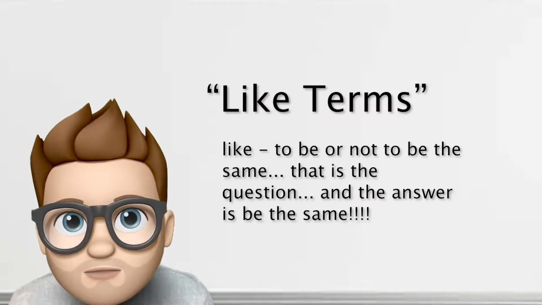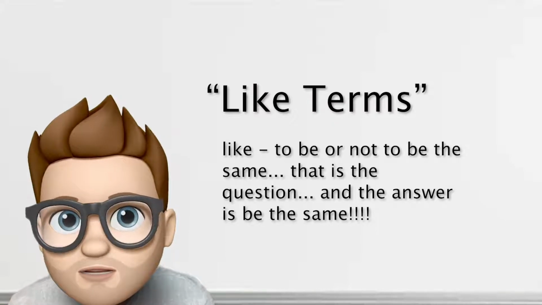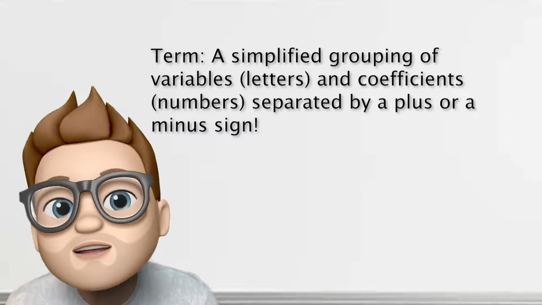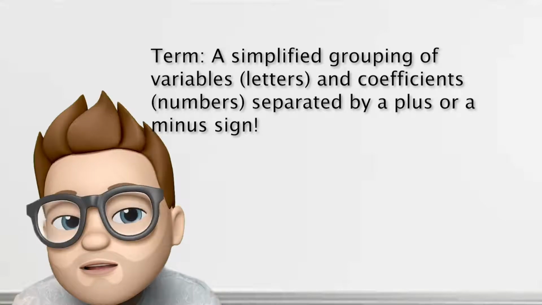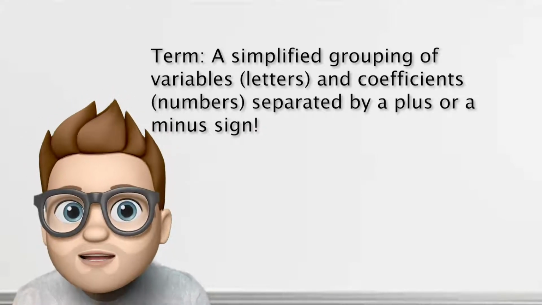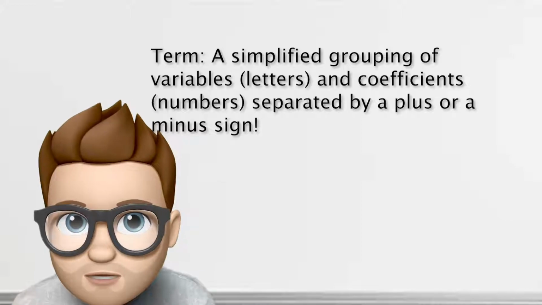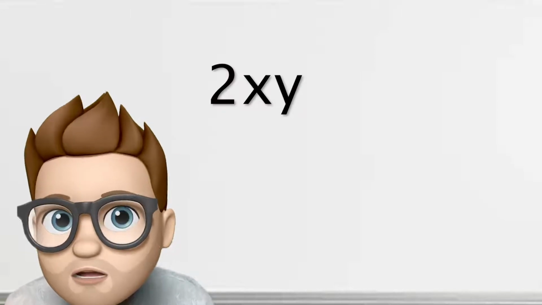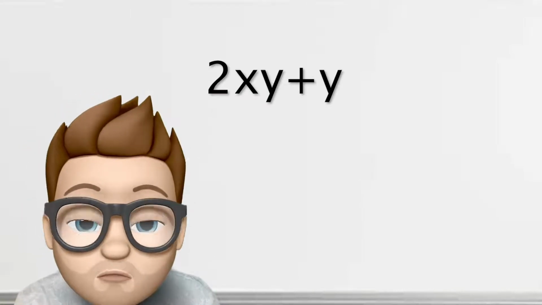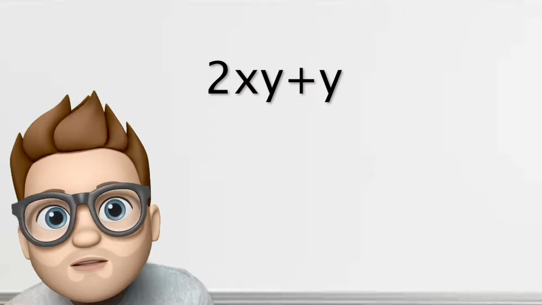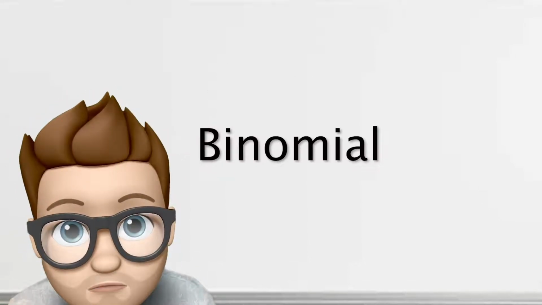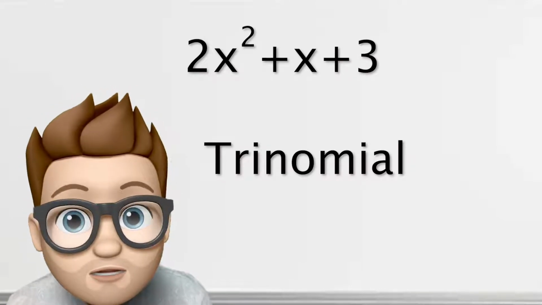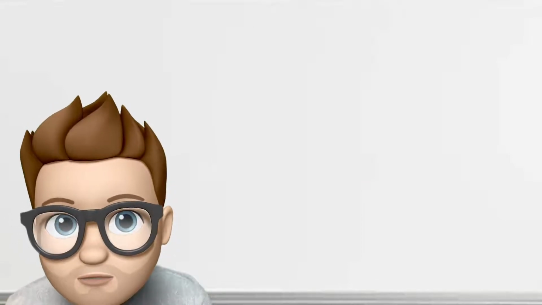So they're like because, well, they're the same, and they're terms because, well, I guess we should probably take a step back. A term is simply a grouping of letters and numbers all mushed together into something separated from a plus and a minus sign. So if you have 2xy, that's one term. We call that a monomial. If we have 2xy plus y, we would have 2 terms. We would call that a binomial. And if we had 2x squared plus x plus 3, well, that would be a trinomial, like a tricycle.